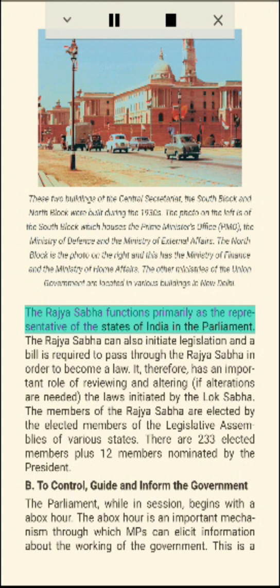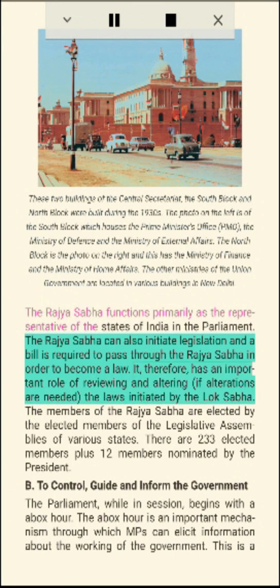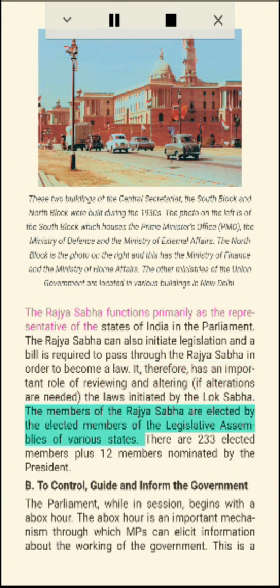The Rajya Sabha functions primarily as the representative of the states of India in the Parliament. The Rajya Sabha can also initiate legislation, and a bill is required to pass through the Rajya Sabha in order to become a law. It therefore has an important role of reviewing and altering, if alterations are needed, the laws initiated by the Lok Sabha. The members of the Rajya Sabha are elected by the elected members of the legislative assemblies of various states.